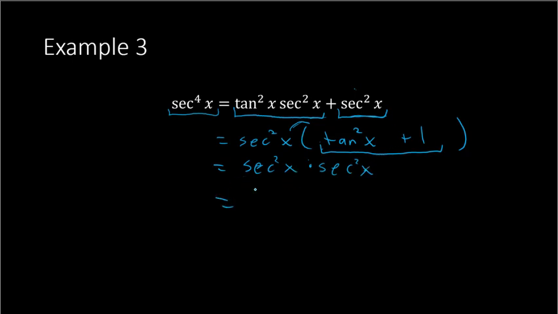But then from here, once we have that part, secant squared times secant squared would be secant to the 4th power. So now we have secant to the 4th power of x, which is the exact same thing as the left side that we were trying to get to. So therefore, we have verified this identity.